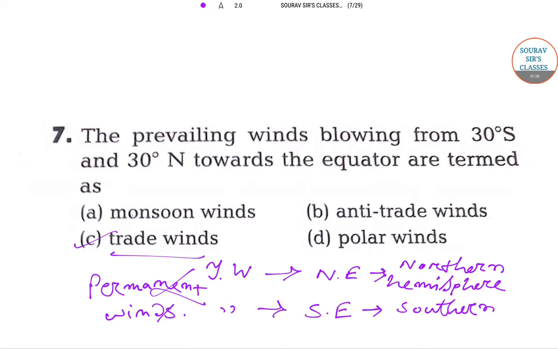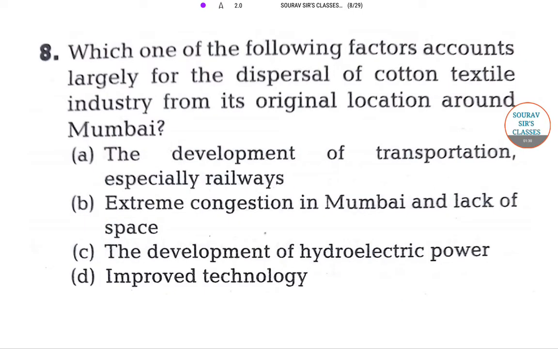Now let's go for the next question. The question is, which one of the following factors accounts largely for the dispersal of the cotton textile industry from its original location around Mumbai? Option A, the development of transportation, especially railways. Option B, the extreme congestion in Mumbai and lack of space. Option C, the development of hydroelectric power, and option D, improved technology.